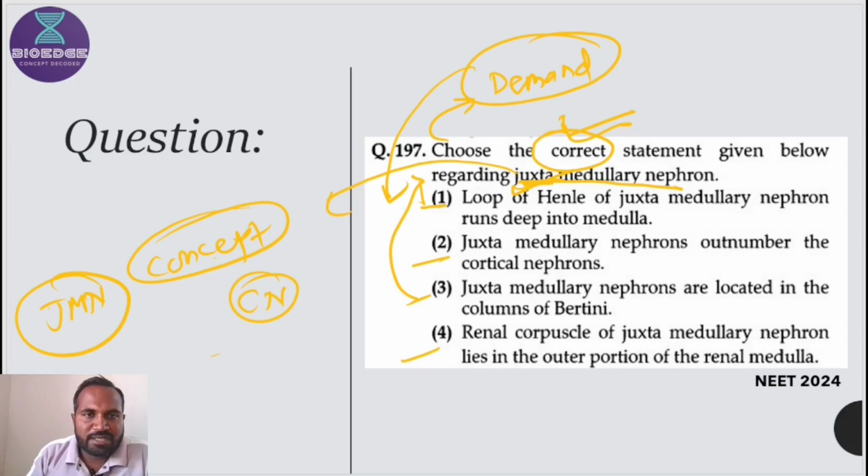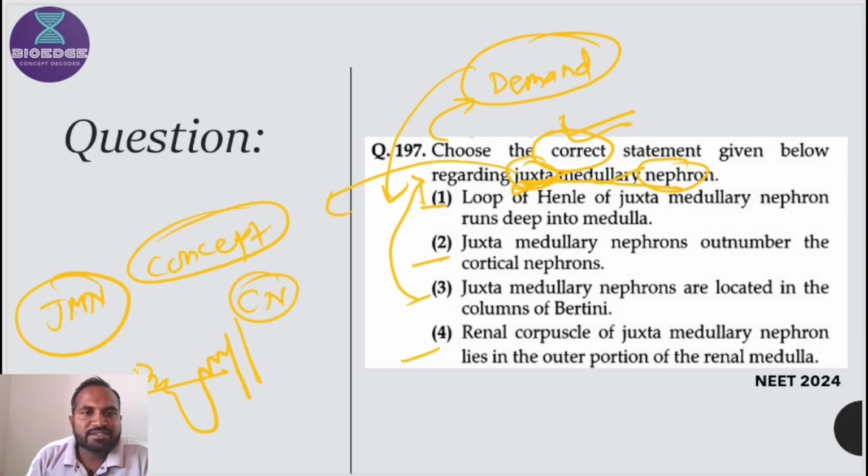So I will quickly explain the concept. You should know the juxtamedullary nephron. Juxta means close, medullary means renal medulla, and nephron is the structural and functional unit of the kidney, you should know. So this is the nephron, I will call it the juxtamedullary nephron. This is Bowman's capsule, and this is the PCT, this is the loop of Henle, DCT, and this is the collecting duct.